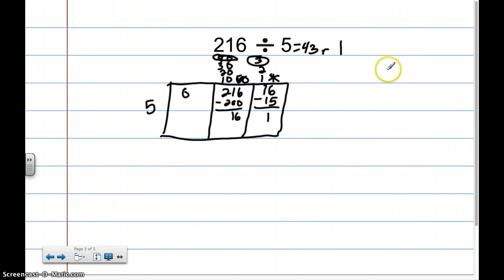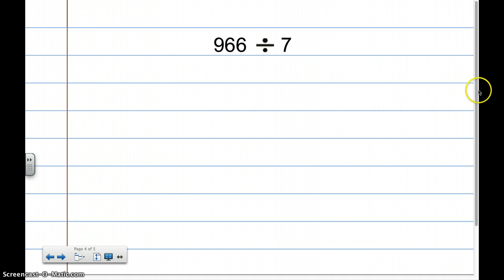Now, I'm going to show you how you can check this. If I take 43 and multiply it by 5, that's going to give me 15, carry the 1, that's 21. And then I add my remainder on the end. That gives me 216, and check, I am correct. Let's do another one.